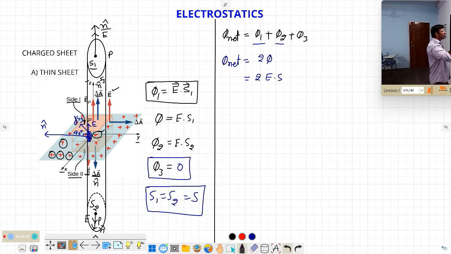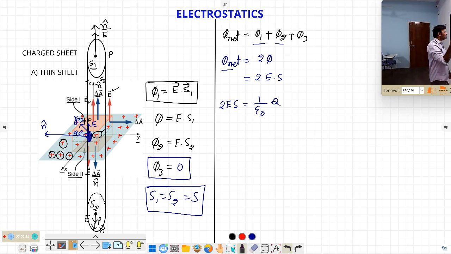So 2 into ES I can write. According to this, if you want to write net flux equal to 2 times ES, I can write that is equal to, according to the concept of Gauss theorem, 1 by epsilon naught times the total charge enclosed. That is 1 by epsilon naught Q is the formula for this.